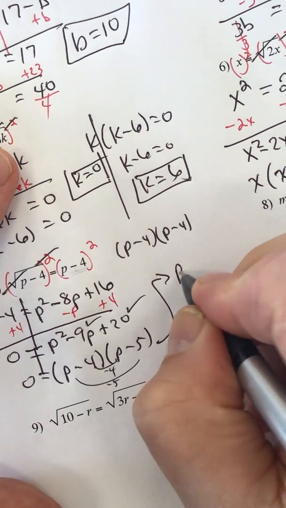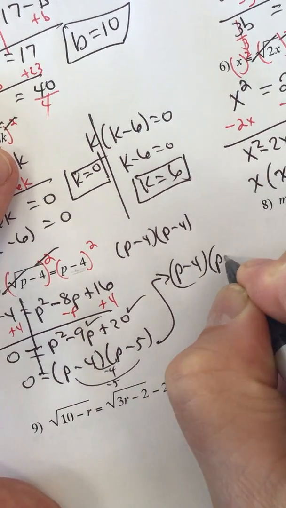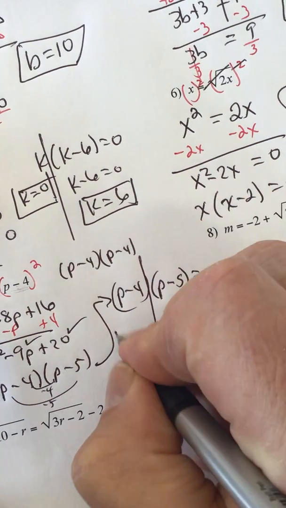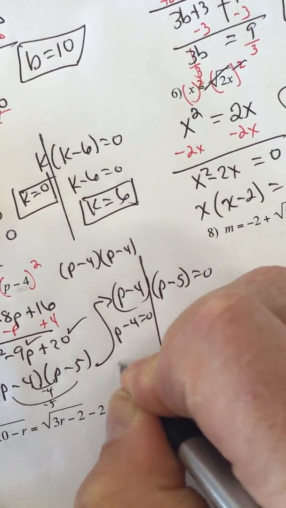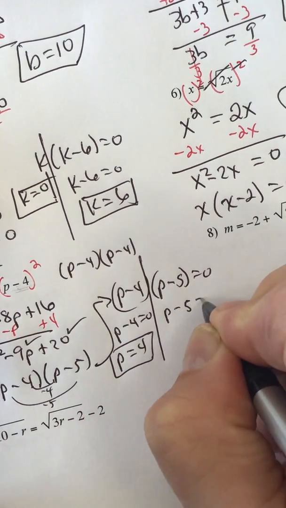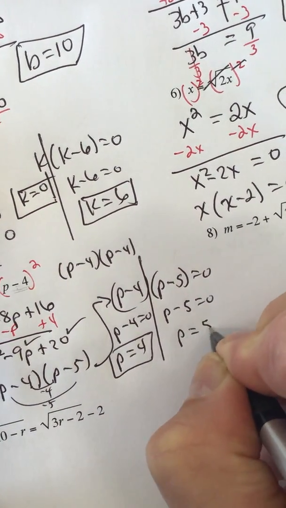So I have p minus 4 times p minus 5 equals 0. So two factors equal 0. So this one equals 0 by itself, so we have p is 4. And this one equals 0 by itself, so we have p is 5.